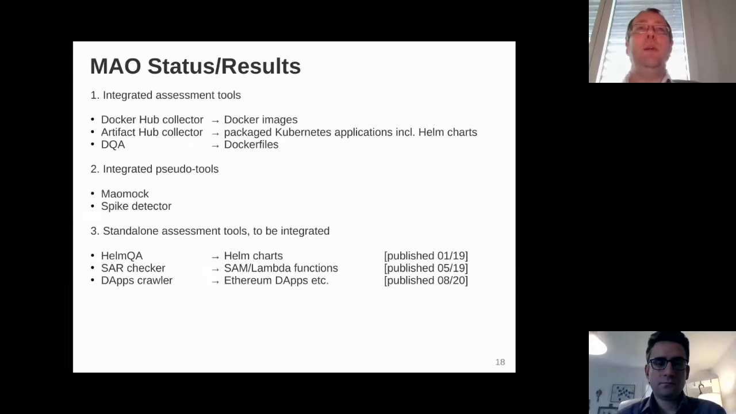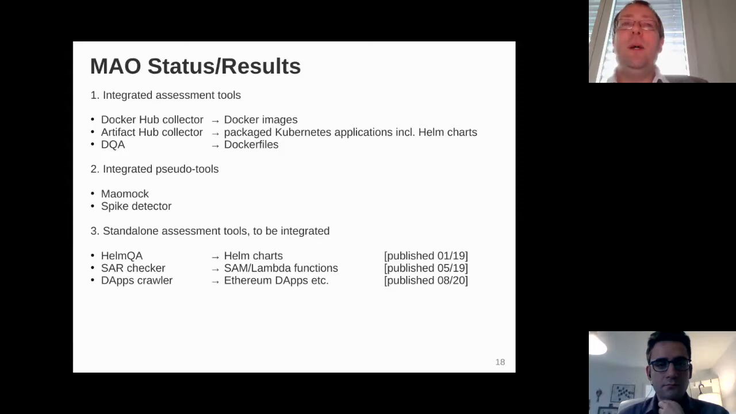So we now have a number of tools available. We have those tools that are fully integrated into MAO, where you can just run MAO with the appropriate tools. We have a number of those pseudo tools. They are also integrated, but they are just used for research purposes or for testing, or as part of the workflow of the orchestrator itself. And then we have a number of older assessment tools that were predating MAO.